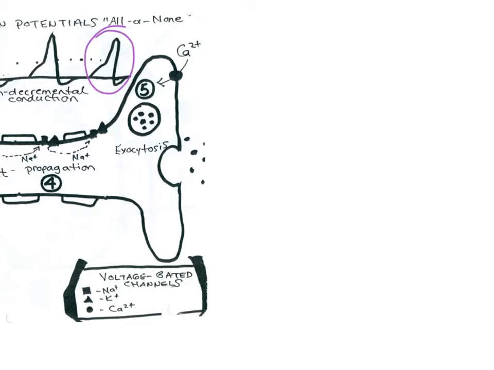When the action potential reaches the end of the cell at the synaptic bulb or the axon terminal, it is going to open up another type of channel called a voltage-gated calcium channel. Here it is right here. We know that calcium is higher on the outside of the cell, so the calcium will move in. When it does, it triggers the mechanism of exocytosis.